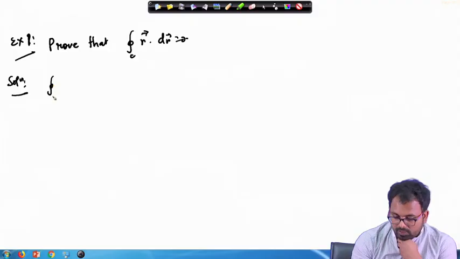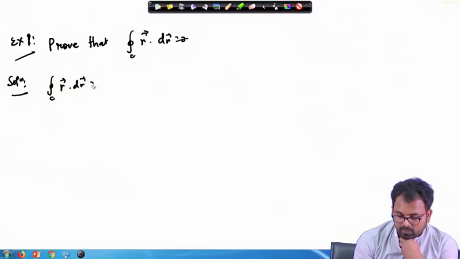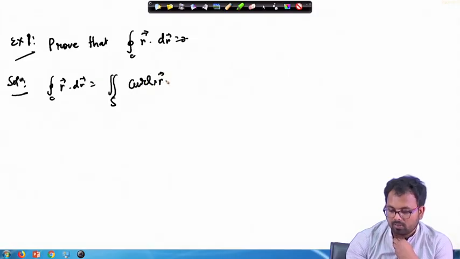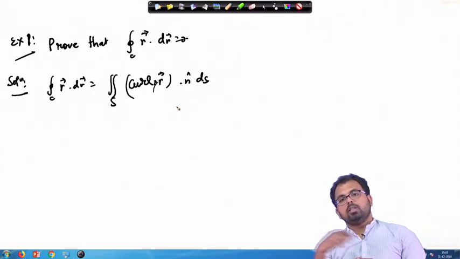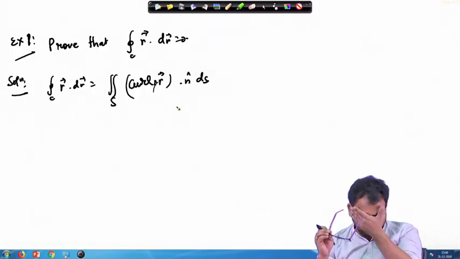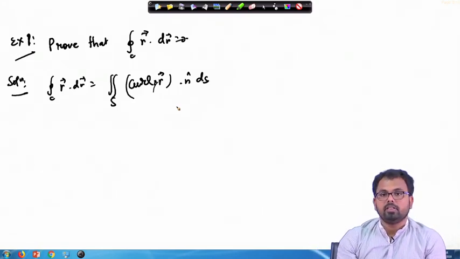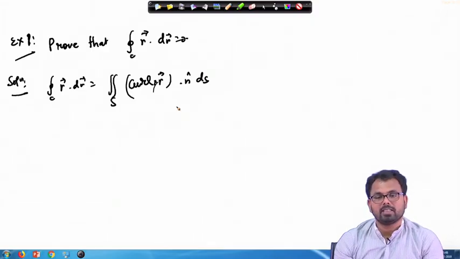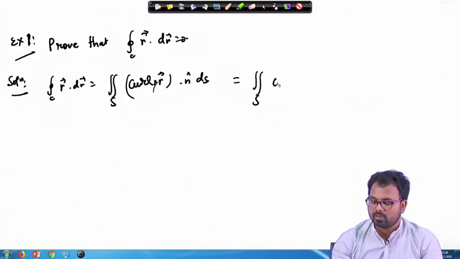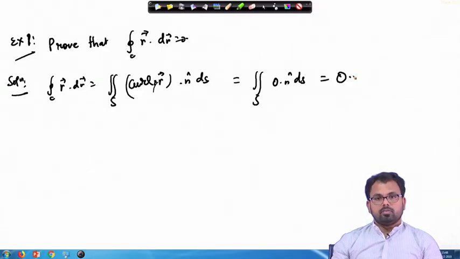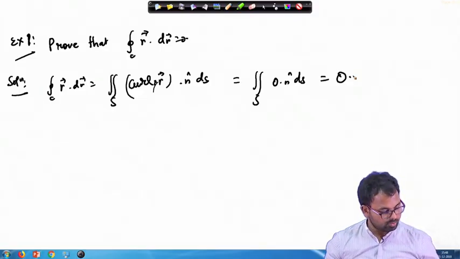So, we can write this as the surface integral of curl of r dot n dS. So, n is the unit outward drawn normal, and we have to calculate the curl of r. If you calculate, you will see that this is 0, because r is x i plus y j plus z k. So, the surface integral over S of 0 dot n dS is basically 0. So, this is how we use the Stokes theorem.